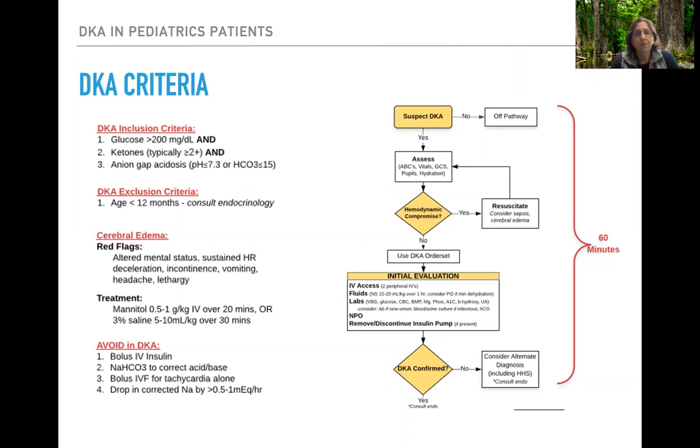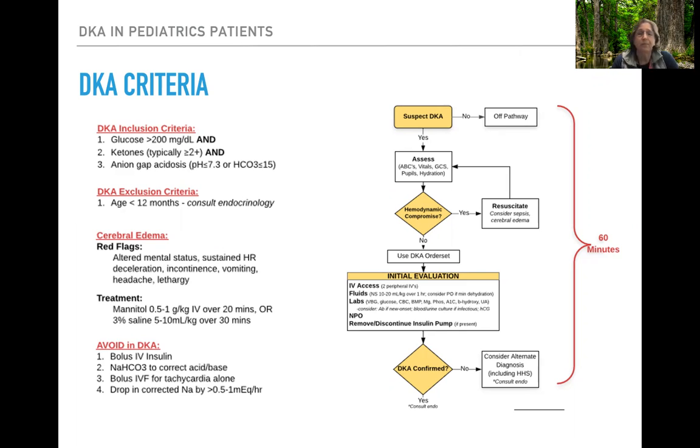We want to watch out for cerebral edema, which most likely will be evidenced by an altered mental status, such as just being more sleepy, complaining of a headache, or vomiting. And a very late sign would be bradycardia.